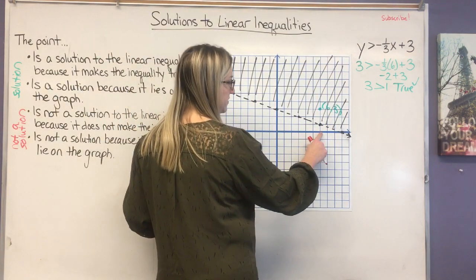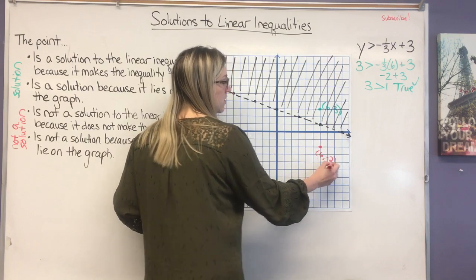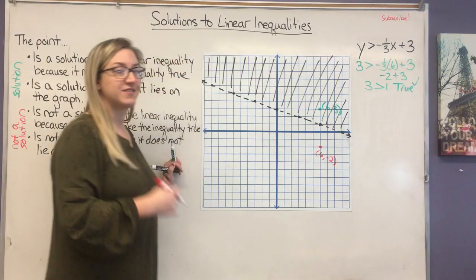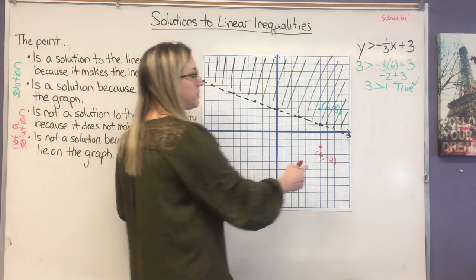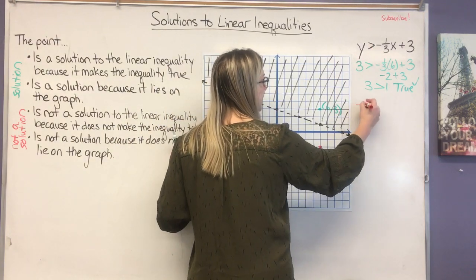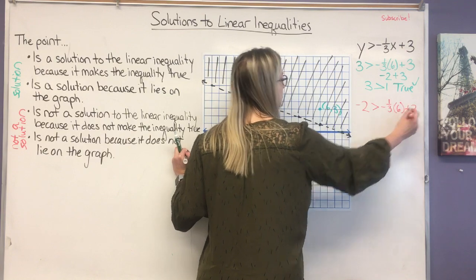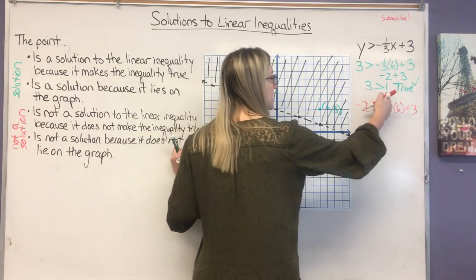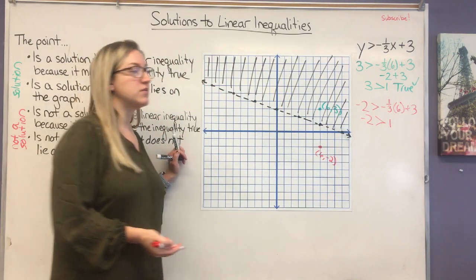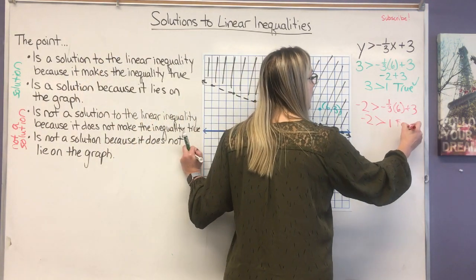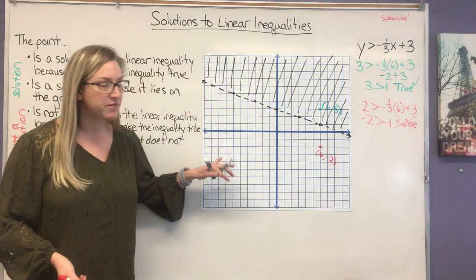If we go to (6, -2), it is not a solution because it does not lie on the graph. If we want to check, we can plug it into our inequality and get -2 greater than -1/3 times 6 plus 3, which you'll notice is the same thing we just did. So I'm going to get 1. -2 is not greater than 1, which means this is false, and therefore it's not a solution, which, good thing, it's not on the graph.